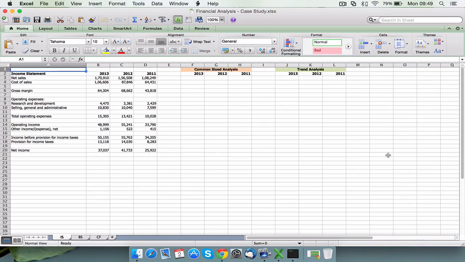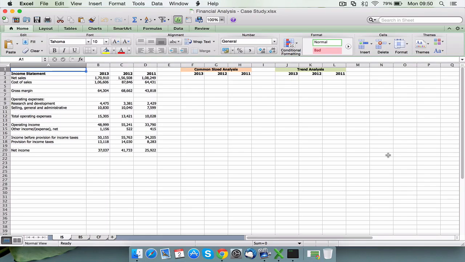Okay, so welcome to this lesson on income statement analysis. I hope you've downloaded the file which has the case study in Excel. If you've not done so, I request you to go back to the previous lecture and download the attached financial analysis case study Excel file.